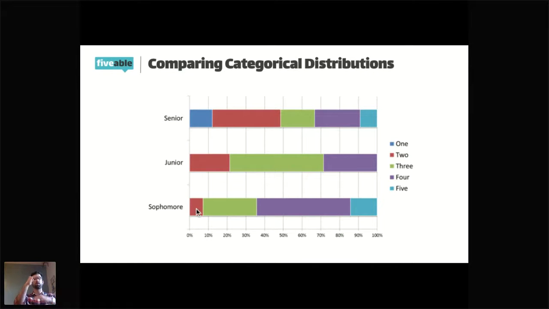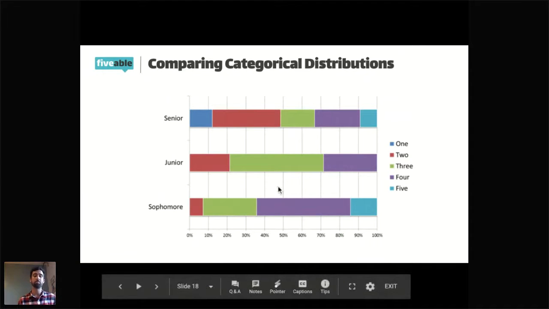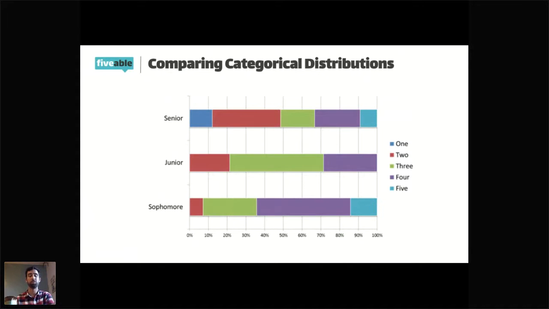So segmented bar graphs can just kind of stack on each other. And the idea is at the end of it, you have 100% of your data in that subcategory. So this right here accounts for all sophomores in our survey. This right here counts for 100% of our juniors. This right here is 100% of our seniors. It breaks it up by the second categorical variable, which in this case is how many APs you are taking.